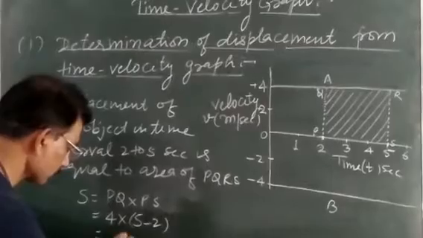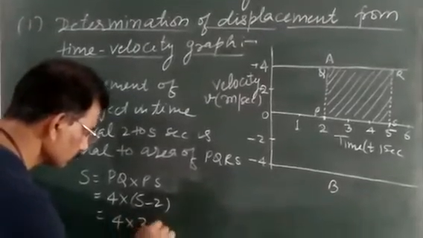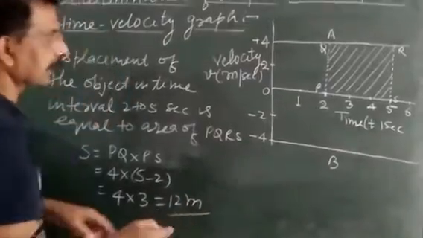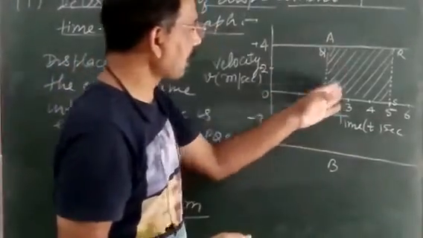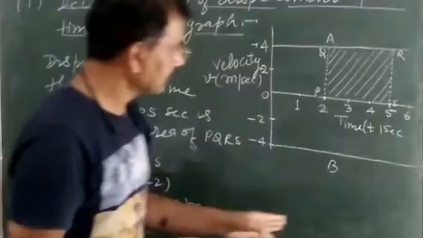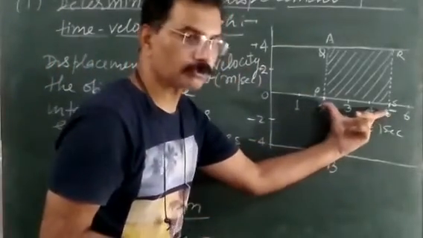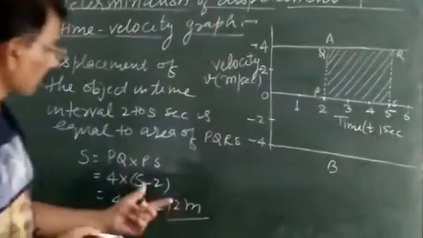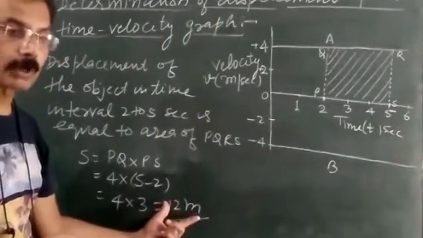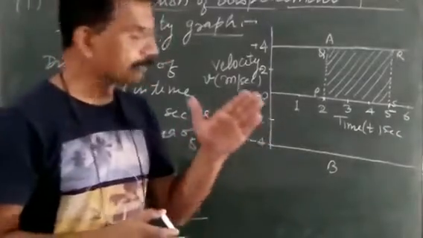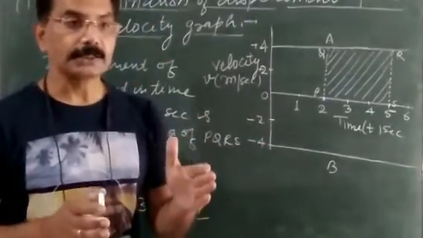And this will be 4 into 3, is equal to 12 meter. It means if the velocity time graph of an object is given like this one, then with the help of this velocity time graph, in time interval 2 to 5 seconds, the displacement of that object is how much here? 12 meter.